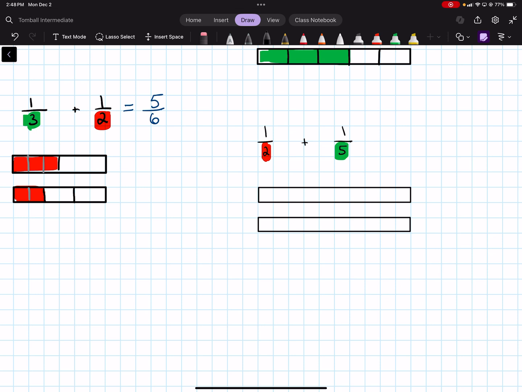I'm going to look at that 2 and I'm going to skip count every 1, 2, 1, 2, 1, 2, 1, 2. What does this look like? My fifths. Partitioned into fifths. And then I shade in my fifths, right? That's 1/5. I have my 1/5 in there. It's ready to go, right?